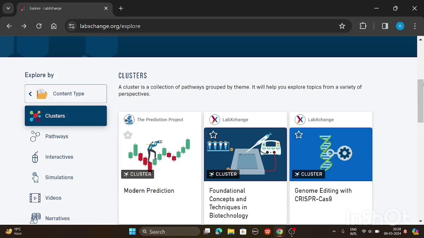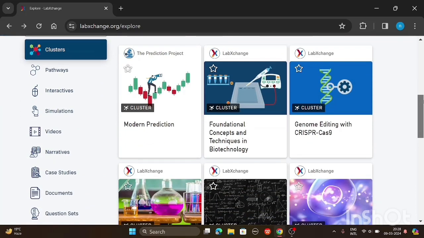Then we can see there is a lot of content on LabXchange, like clusters. Clusters are a lot of different types of content clustered together to make a complete package, so it is called a cluster. And then there are pathways. Pathways are serially arranged contents. Different types of contents are serially arranged to make a complete chapter or a lesson. So these are pathways. And then there are interactives.